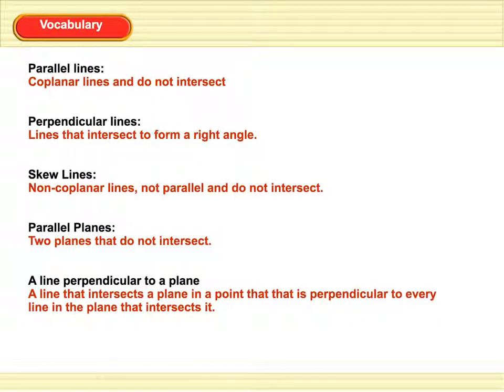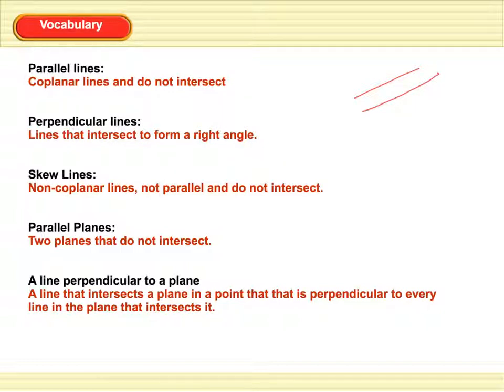So let's see. Parallel lines. Parallel lines are coplanar lines. Remember those? Coplanar meaning they're on the same plane. And a plane is just like a sheet of paper. It's very thin. You can almost never see it, but it's right there, like a sheet of paper. So parallel lines are coplanar lines, but they do not intersect. So they look something like this.